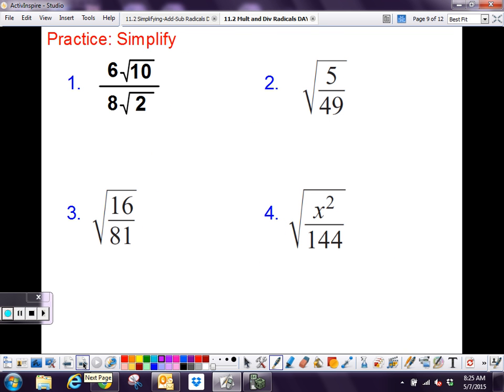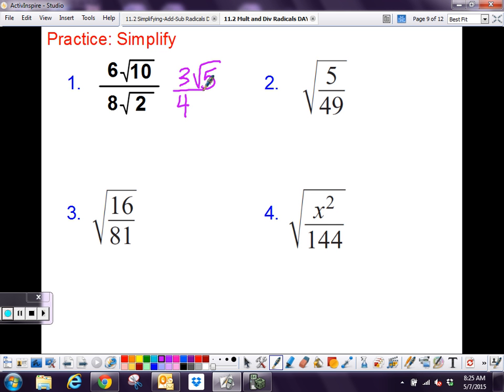All right, so here we go. Let's simplify. This is the first one where we've actually had numbers in front, but we're just going to divide those. Divide outside times outside, inside times inside. So I've got 6 divided by 8, which is just going to be 3 over 4. And then square root of 10 over square root of 2. 2 does go into 10, so I can just go ahead and divide those. That leaves me with the square root of 5. And that's it.